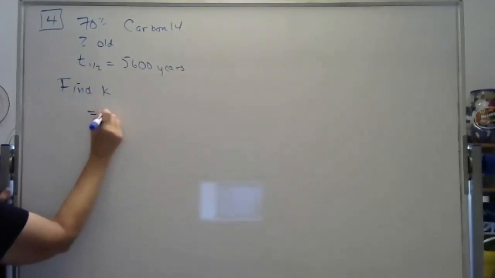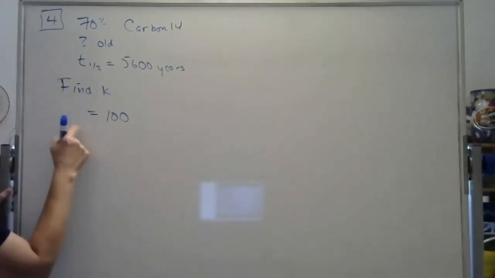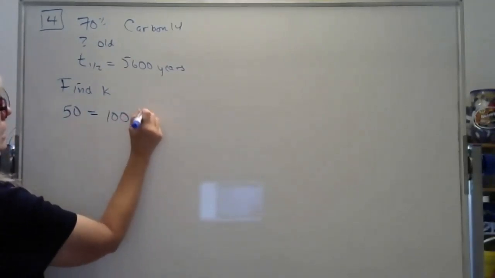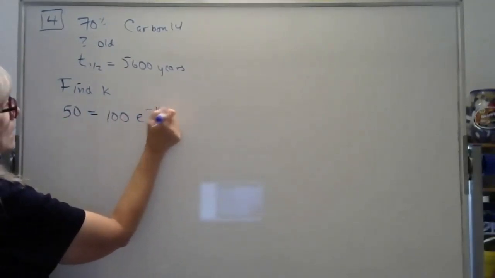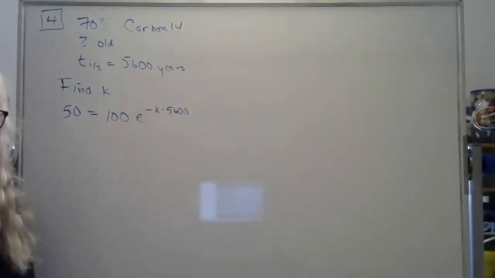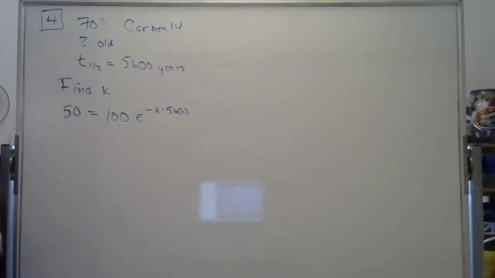So what we're going to do is start off with 100% of carbon-14. To do the half-life, we'll know that we'll have 50% of that. So I'm just going to use 50 and 100, and it works quite well. 50 equals 100 e to the negative K times the 5,600. Okay, I'm going to leave you guys a few minutes. Go solve for K. Tell me what K is equal to. So go do the algebra and find me a value for K.